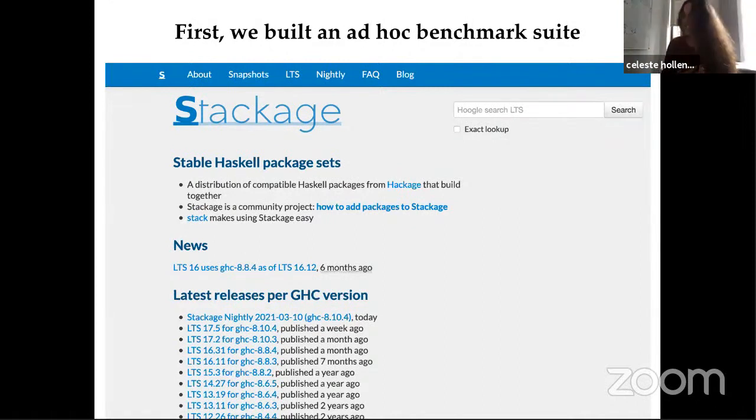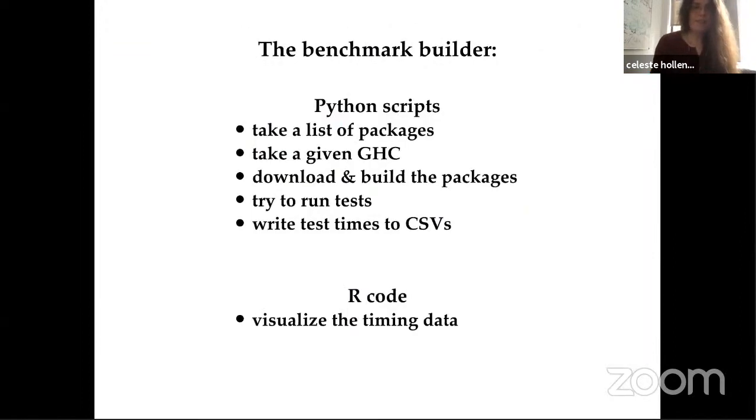You all probably know what Stackage is, but I'm going to try and awkwardly explain. Stackage is an open source collection of Haskell packages that are bundled into these things called nightly builds, and they're all guaranteed to build with each other for that specific Stackage nightly build. So my benchmark builder is basically a set of Python scripts. They take a list of packages that you give it, they take a given GHC that you give it, and then they download and build the packages, and then they try to run the tests, and then they write the test times to CSVs. Additionally, I had some R code for visualizing the timing data.